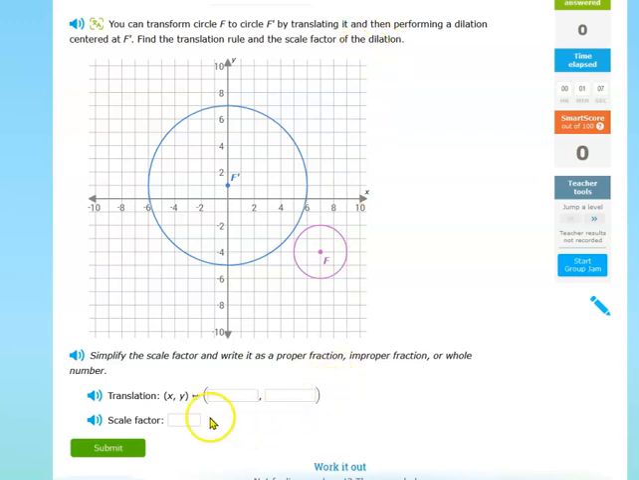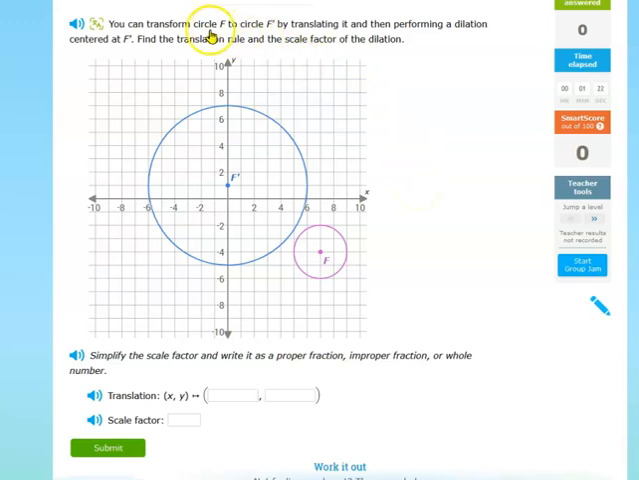And notice down here at the bottom, we're asked to do two tasks. We're writing this translation rule and we're finding the scale factor. Okay, all of these problems involve circles. So that's something that's a little bit different. We haven't really had any lessons like this before.